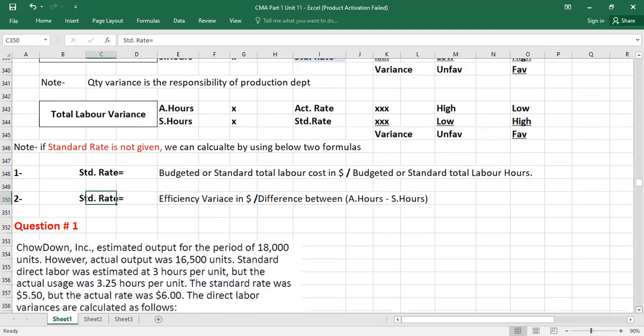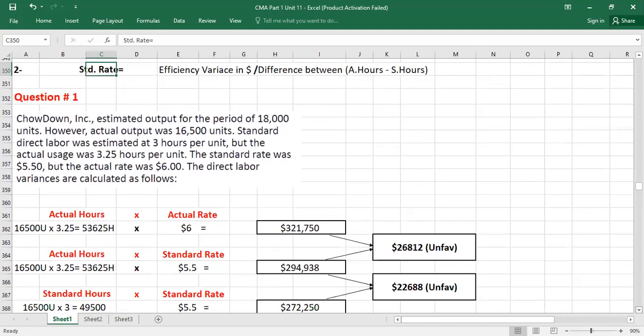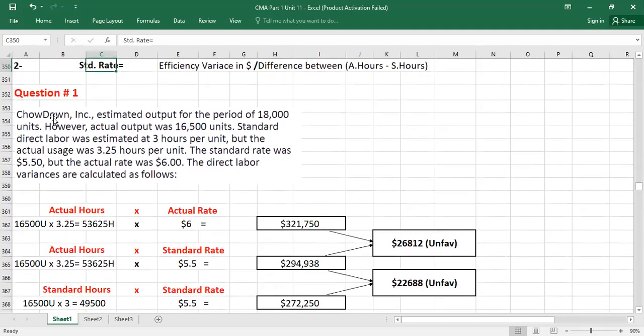So we have here question number 1. You can look here. We have a company, and the company estimated output for the period of 18,000 units. This is the estimated, so it means it's a budgeted output. However, the actual output was 16,500 units. So this is the actual level of production.